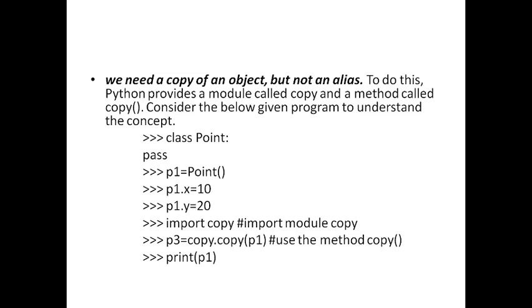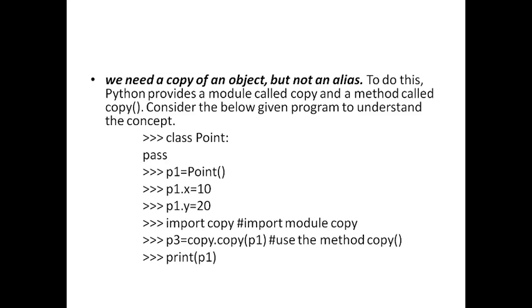So for this we need to copy. But aliasing is not always good, because sometimes we may need to create a new object using an existing object, such that the new object has a different physical memory but has the same attribute values as the existing object. They should have different physical memory locations, that is what I mean to say. That is not possible with aliasing, so we need a copy of an object, not an alias.